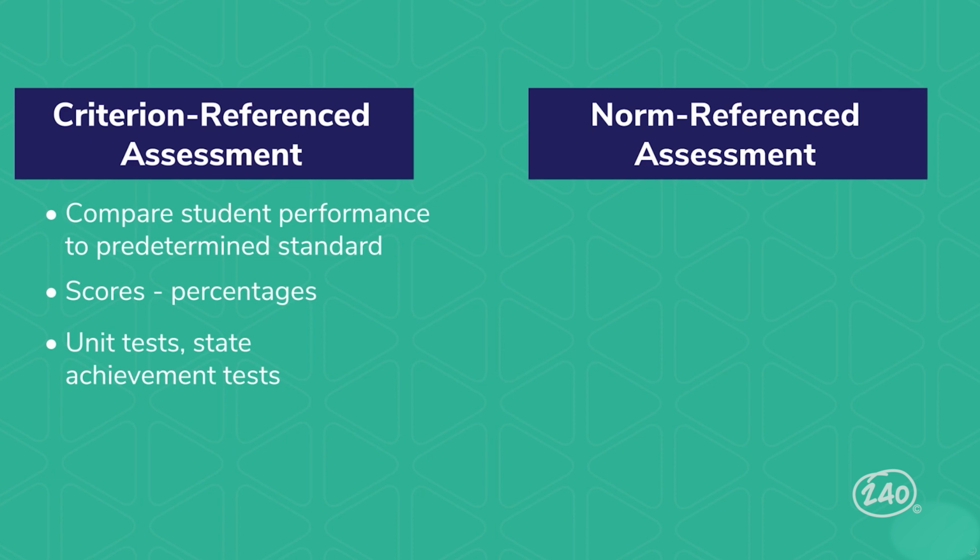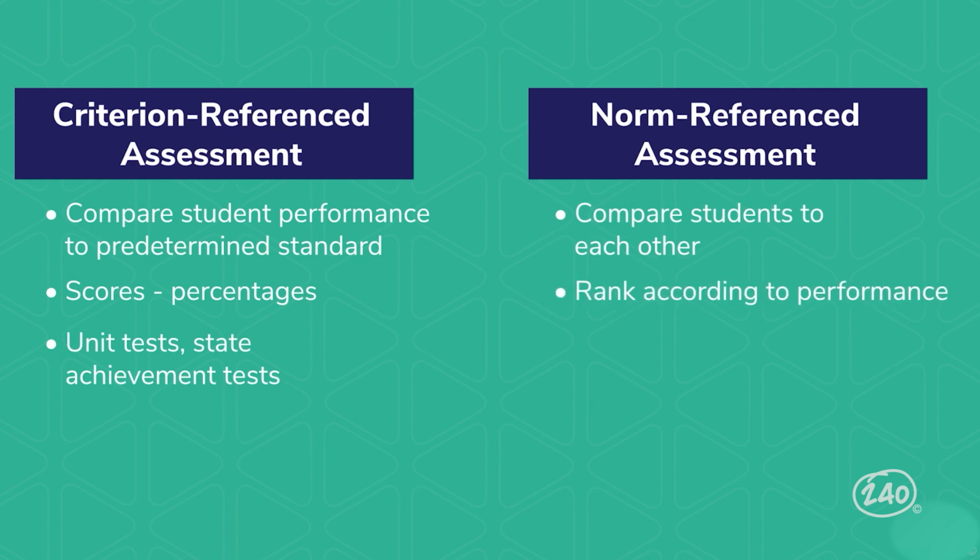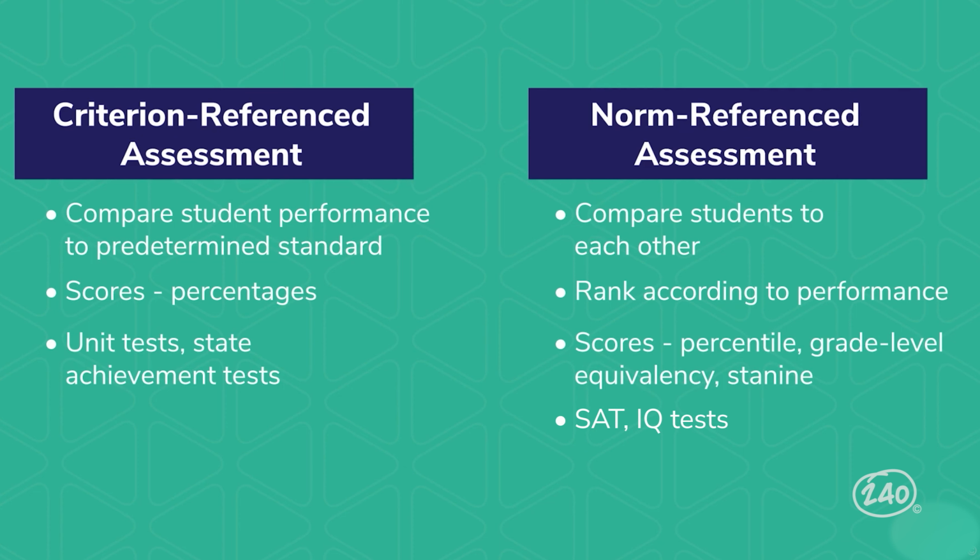Norm-referenced assessments compare students to each other and rank them according to performance. Scores on these types of tests come in the form of a percentile, grade level equivalency, or stanine using a normal bell-shaped curve. Common examples include the Scholastic Aptitude Test, or SAT, and Intelligence Quotient, IQ tests.